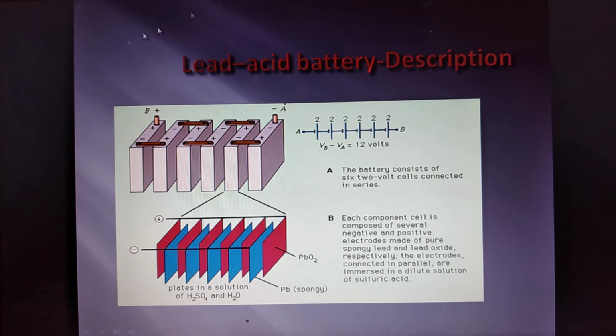This lead storage battery consists of six 2-volt cells connected in series. Each cell is composed of several negative and positive electrodes made up of pure spongy lead and lead oxide connected in parallel, immersed in a dilute solution of sulfuric acid. The density of the sulfuric acid is 1.3 gram per milliliter.